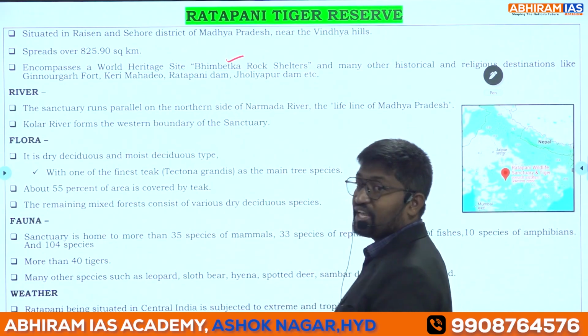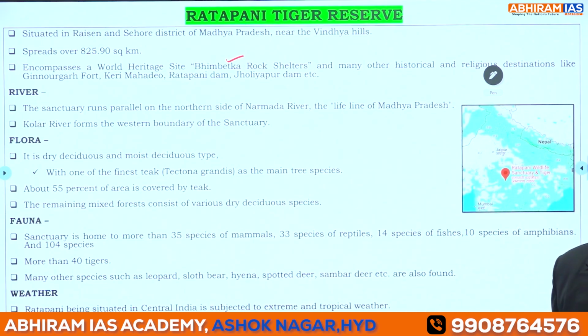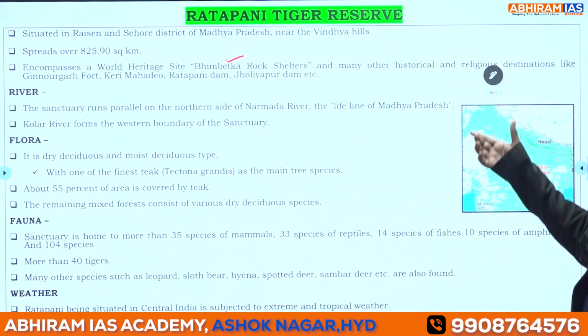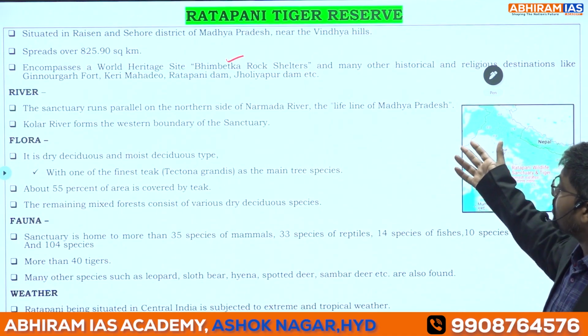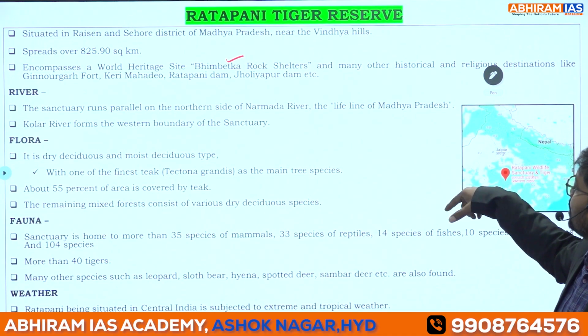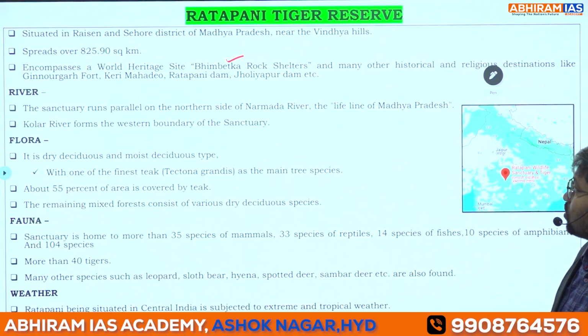Bhimbetka lo emuntayi? Prehistoric paintings. Okay. So and many other historical and religious sites. The sanctuary runs parallel to the northern side of Narmada River, the lifeline of Madhya Pradesh. Kollar River forms the western boundary of the sanctuary.